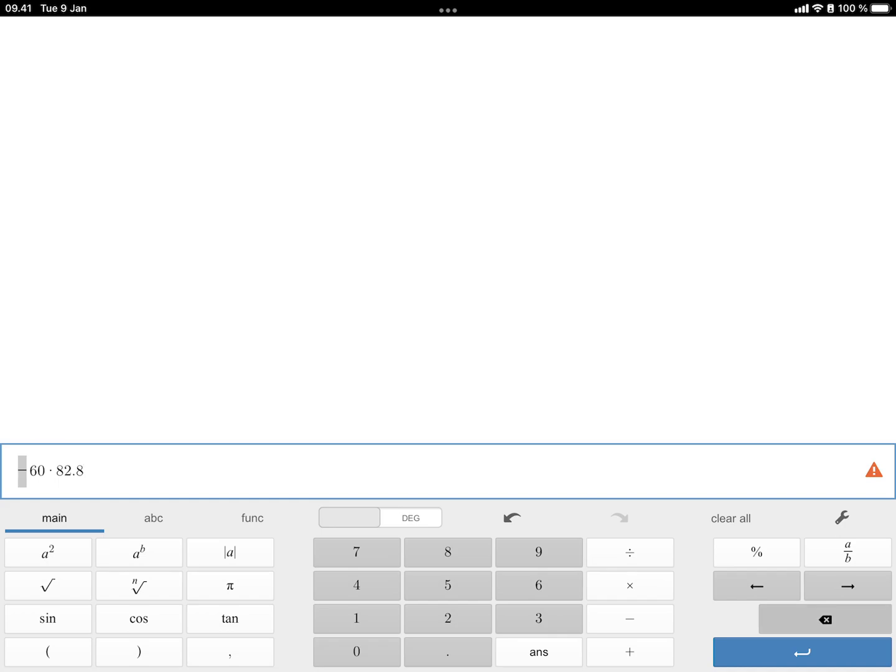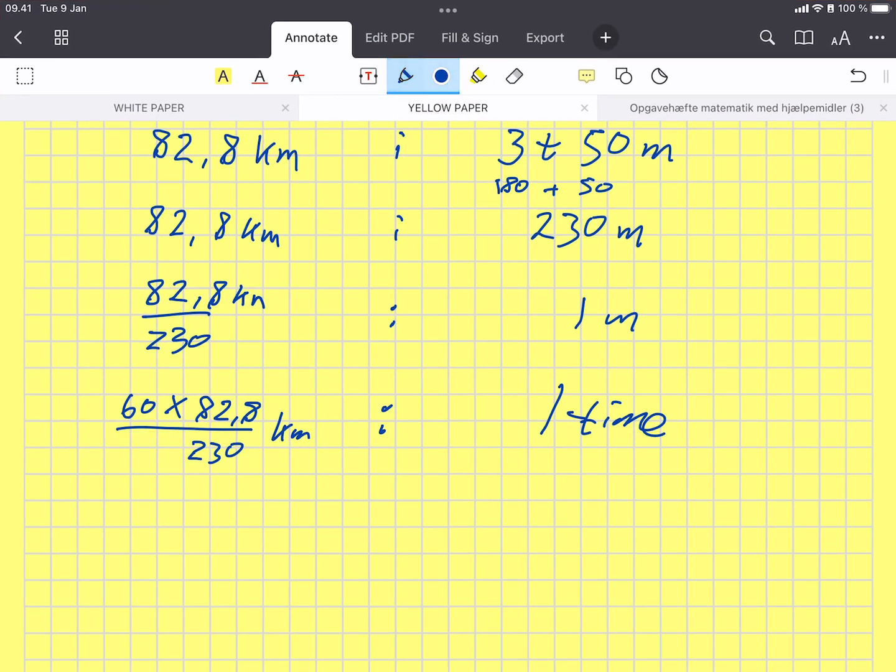Oh, that should be on the top of the fraction. Oops. There we go. 60 times 82.8 divided by 230. 21.6. Okay, so their average speed is 21.6 kilometers per hour, because that's what they can do in 1 hour.